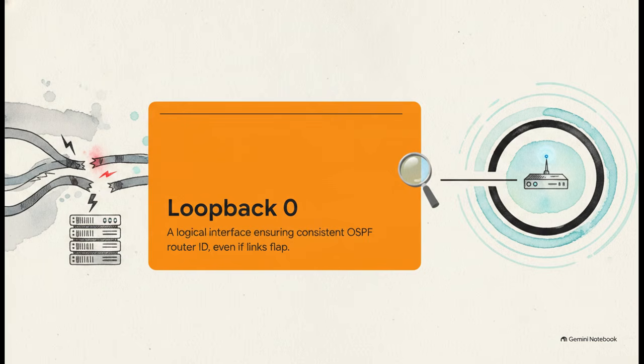But by creating a logical loopback interface, you're giving the router a permanent stable identity that never goes down as long as the box has power. It is a massive win for network stability.